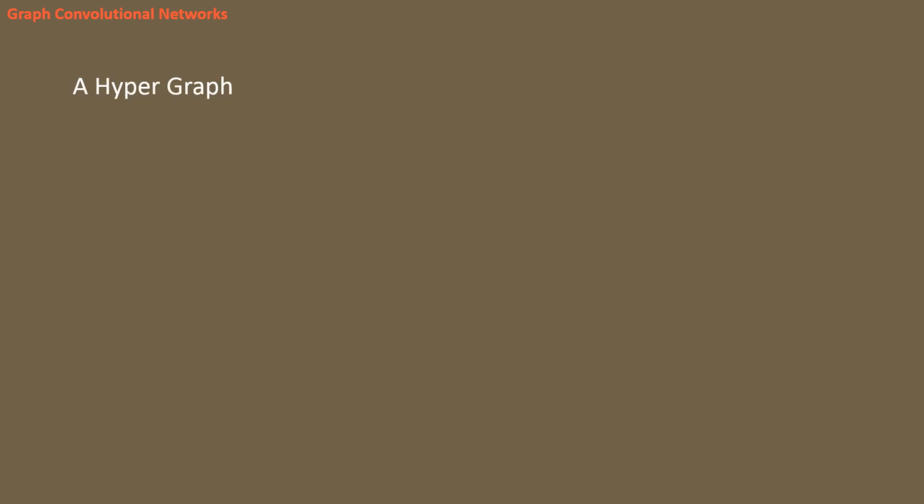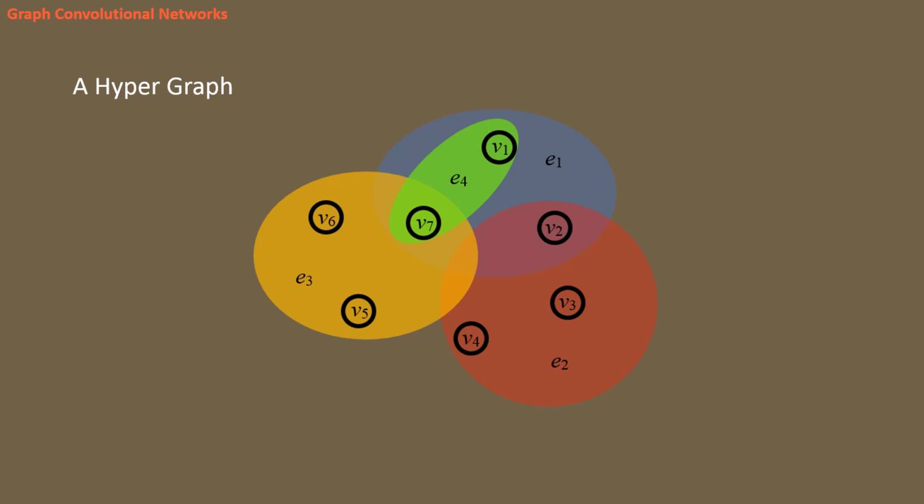In a hypergraph, there is at least one hyperedge. A hyperedge links more than two nodes. Groups in WhatsApp can be considered as a hyperedge.